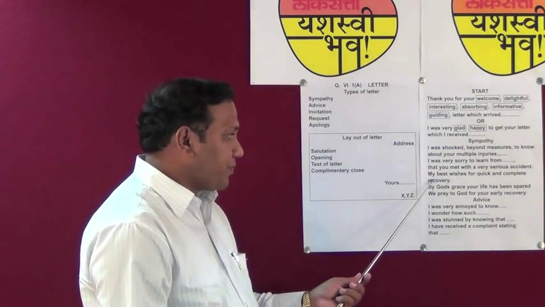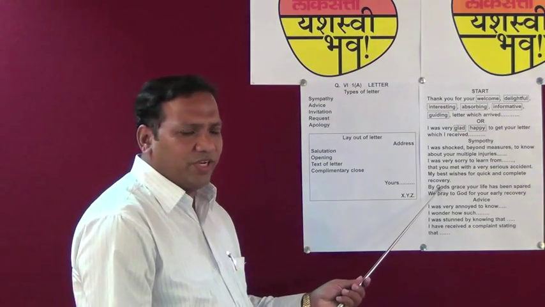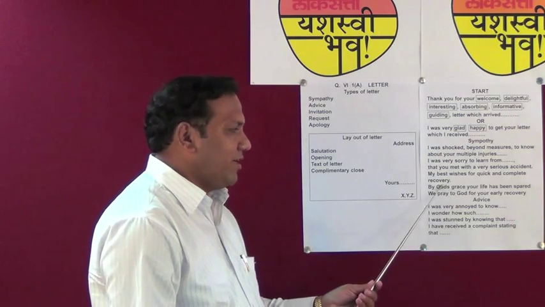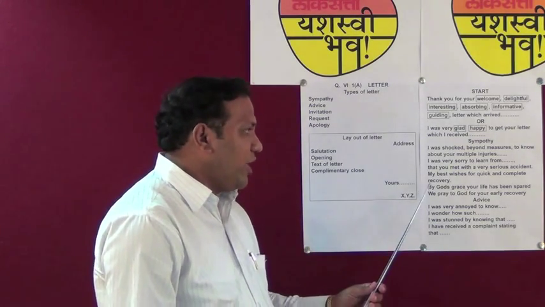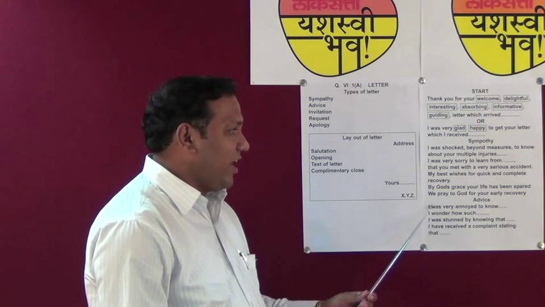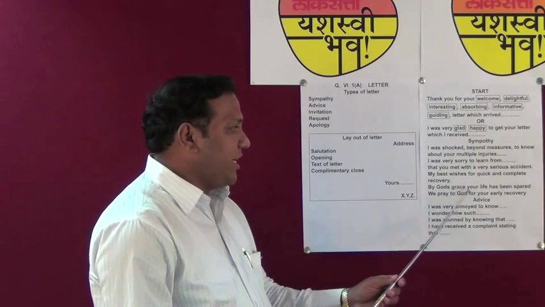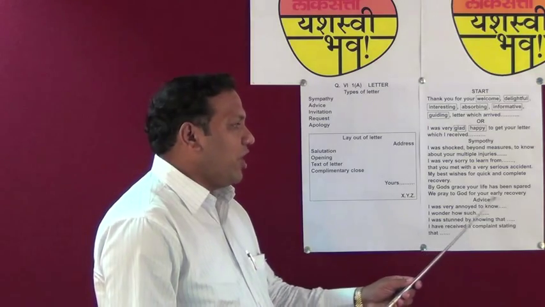Again another way, after beginning with this, is again a very important line that you should write: my best wishes for your quick and complete recovery. This is very important, because as your friend had an accident, naturally you must show the sympathy, and these words play a very vital role. If you don't like this line, then there is another line that you may end your letter with: by God's grace your life has been spared, and we pray God for your early recovery.